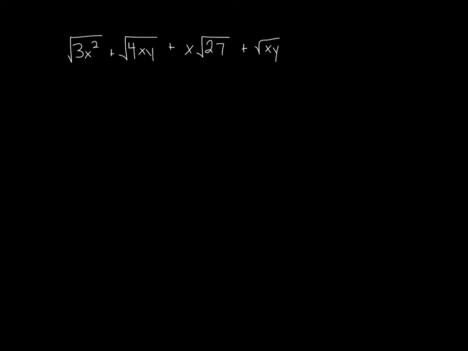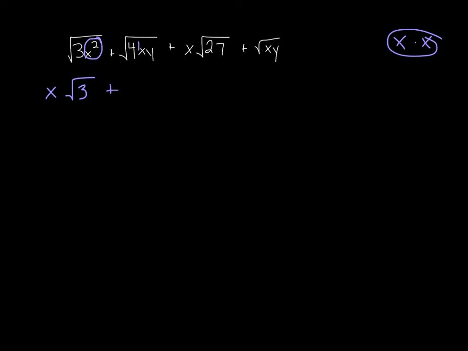Okay, let's look at an example that has some variables thrown in. Now, in order to be like terms, remember the variables with their exponents have to be the same, and the radicand and the indexes have to be the same. If not, they're not like terms. You can't combine them. Okay, so let's first of all see if we can simplify anything. In this first term here, we have an x squared, which means x times x, and that's a pair, so we can pull an x out. Now the 3 is prime, so we just have to leave the 3 in.